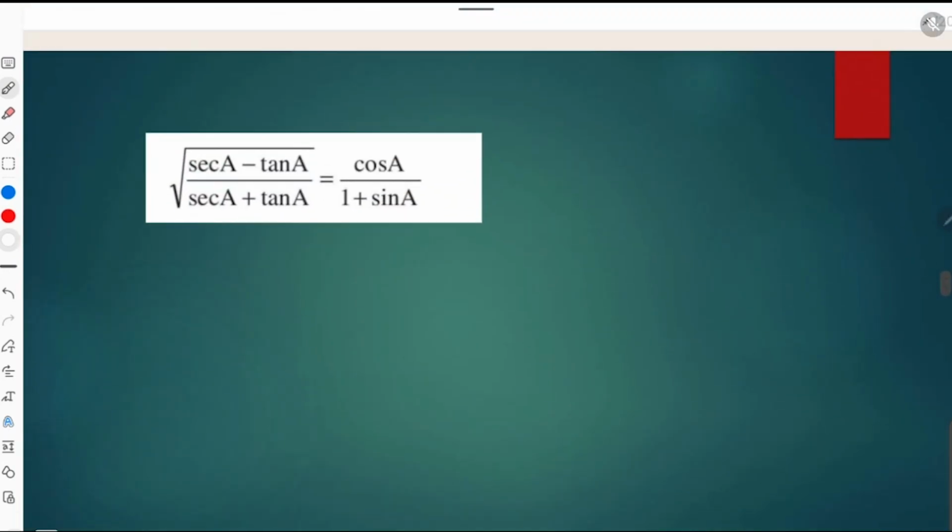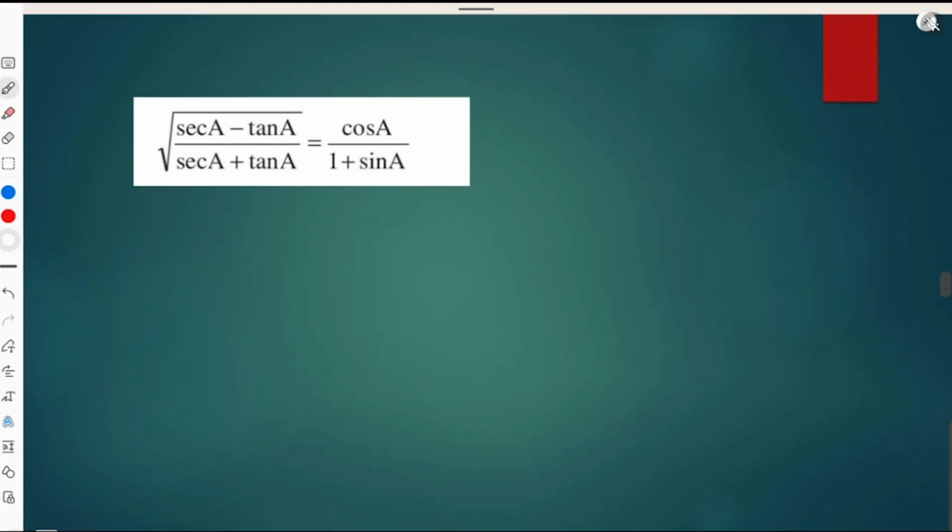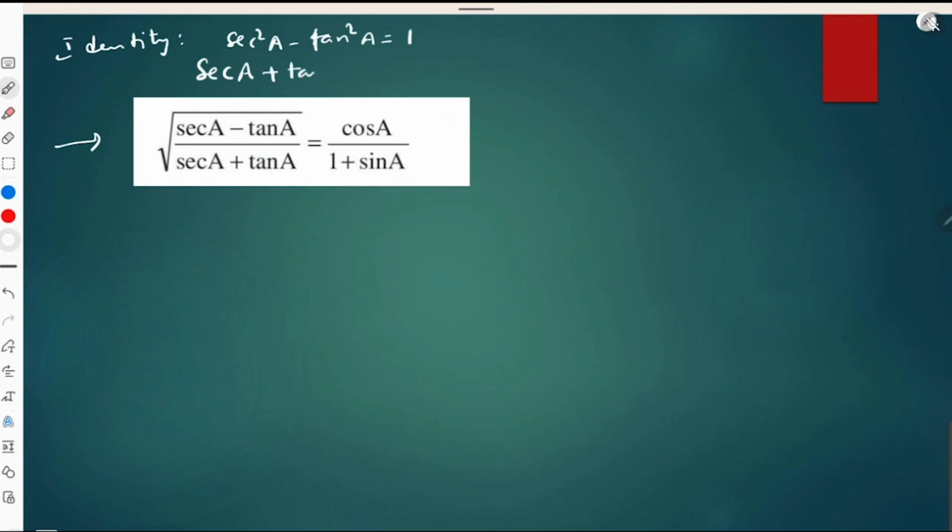One more question. Let's look into this. Secant A minus tan A by secant A plus tan A, under a square root, equal to this we have to prove. Again, as the question is dealing with secant and tan, what identity do we have related to secant and tan? Secant square A minus tan square A is equal to 1. You can use the A square minus B square formula. Secant A plus tan A into secant A minus tan A will be 1.